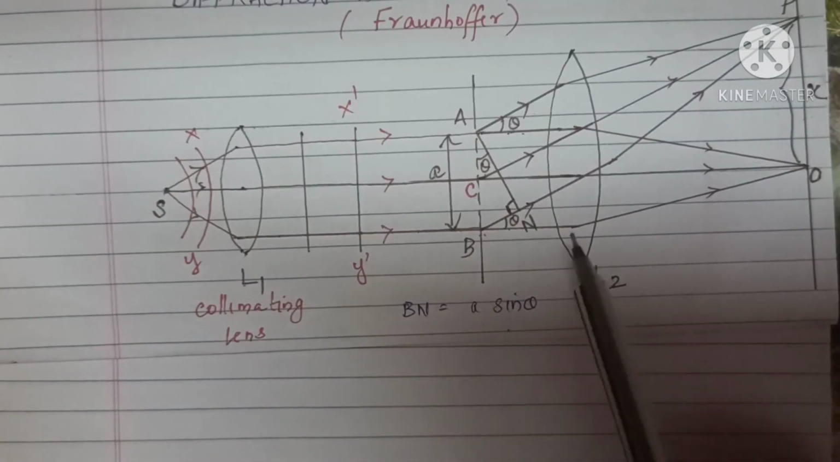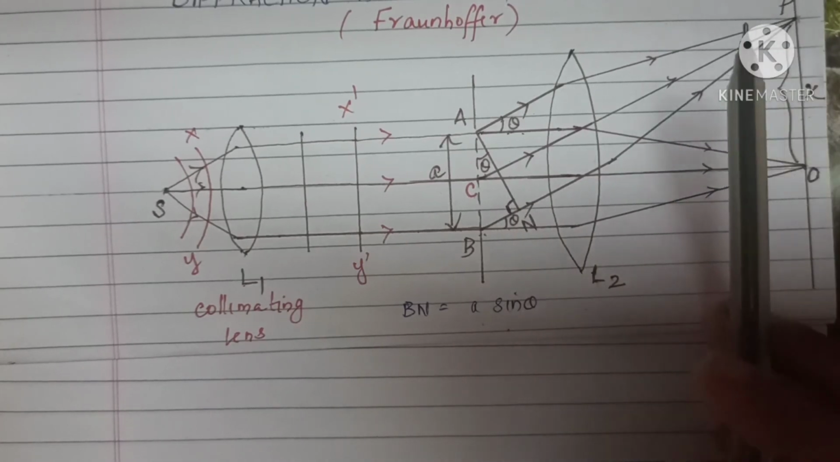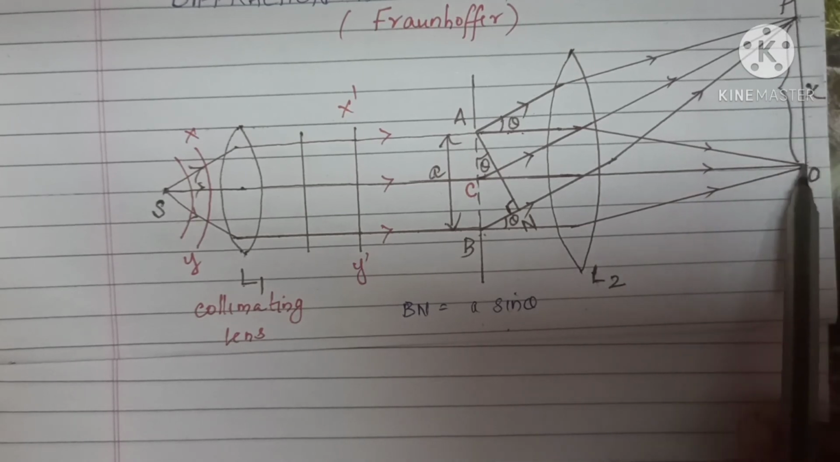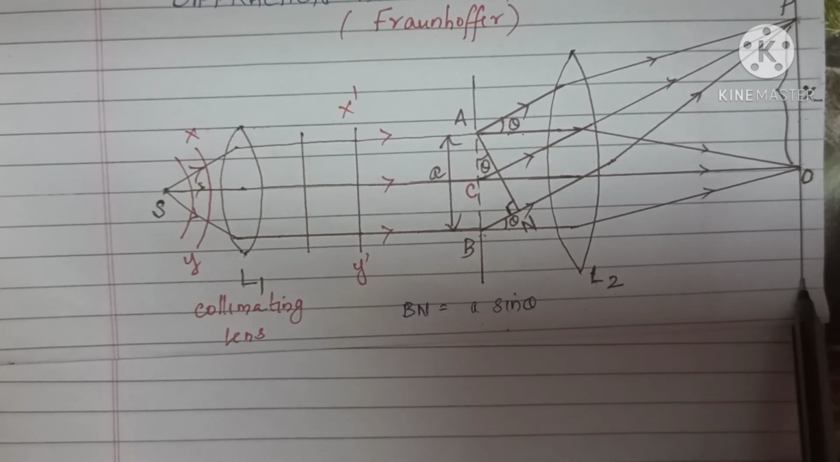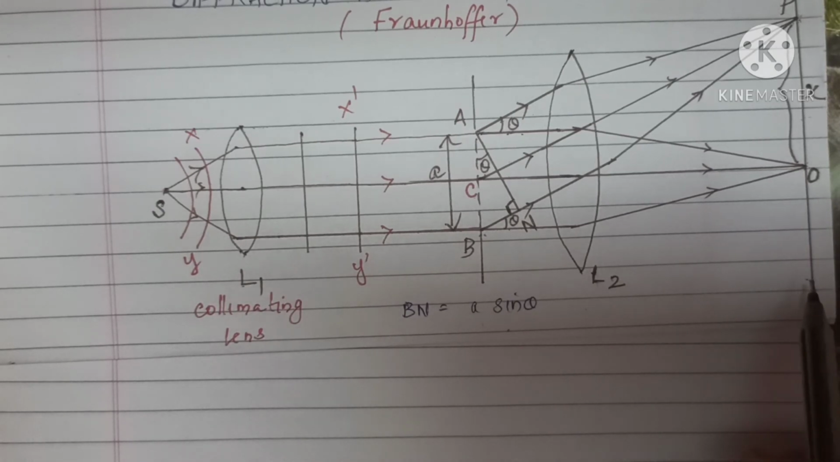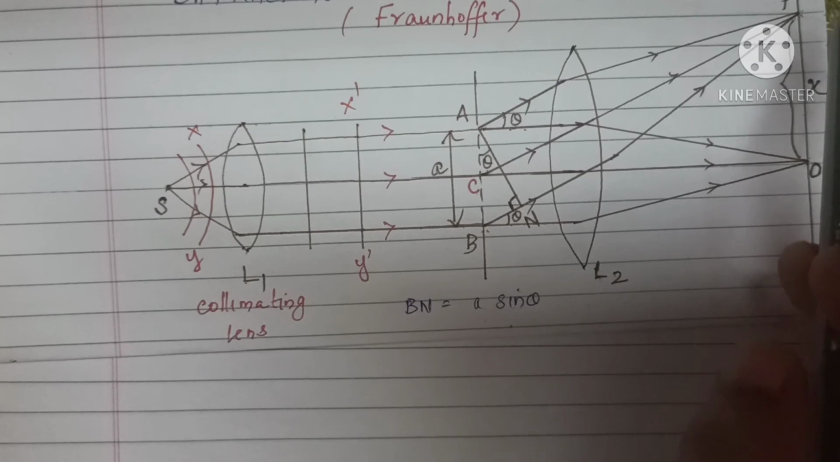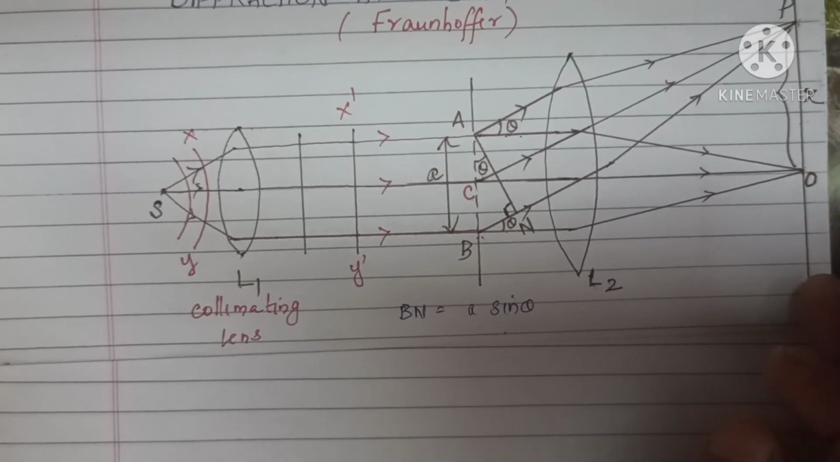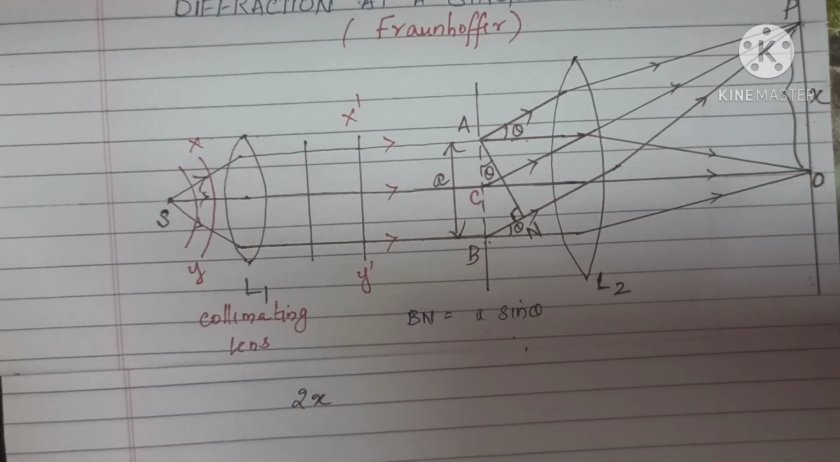In this figure, suppose this is your first secondary minimum on one side. It is at a distance x from O, isn't it? Similarly, if you consider a point below O, there will be a secondary minimum there too, which is also at a distance x. Clear? Now this distance, x plus x, is the width of the central maximum. That is, 2x is the width of the central maximum.